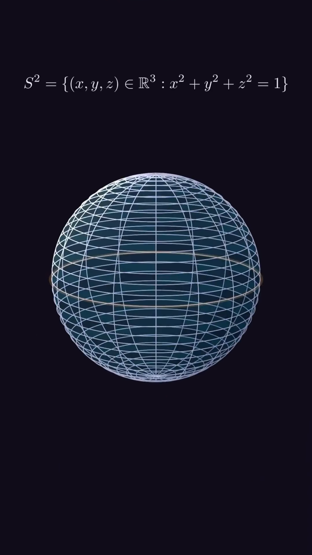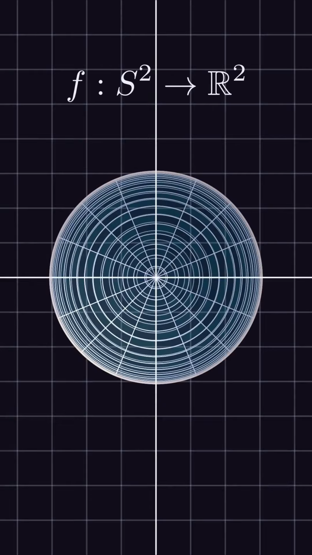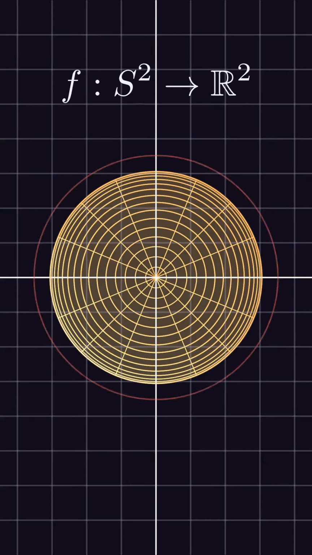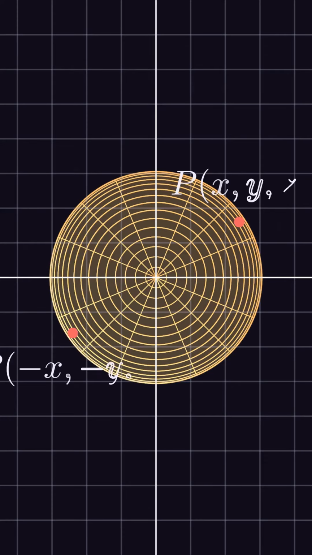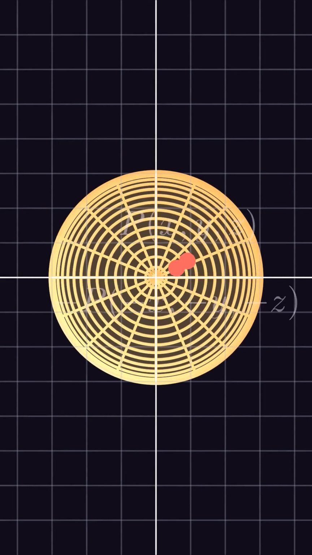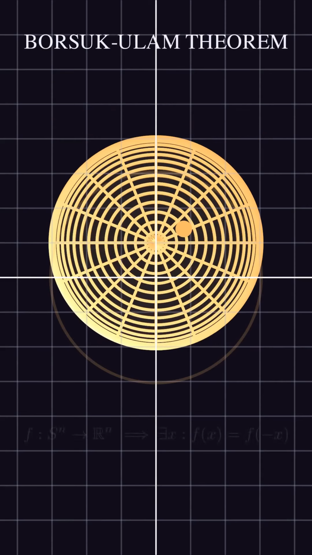Imagine a balloon representing the sphere. To map its surface onto a flat table, you must flatten and compress the 3-dimensional object into 2 dimensions. This process inevitably forces the space to fold. You cannot avoid it. That fold ensures that at least one pair of opposite points will overlap perfectly. The Borsuk-Ulam theorem proves that continuity forces these hidden symmetries in our physical world.